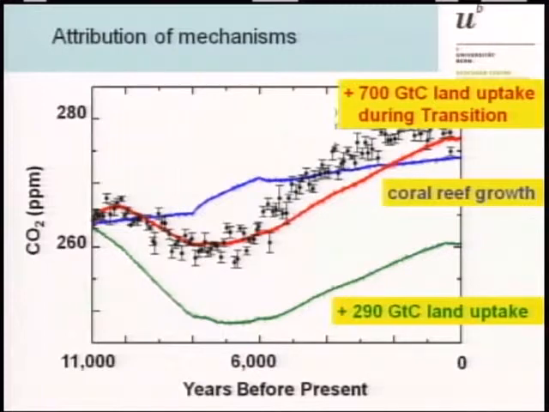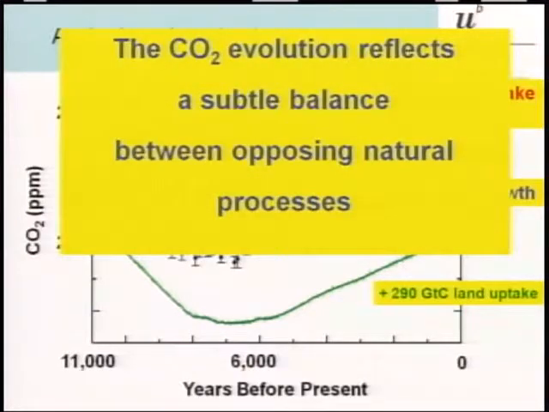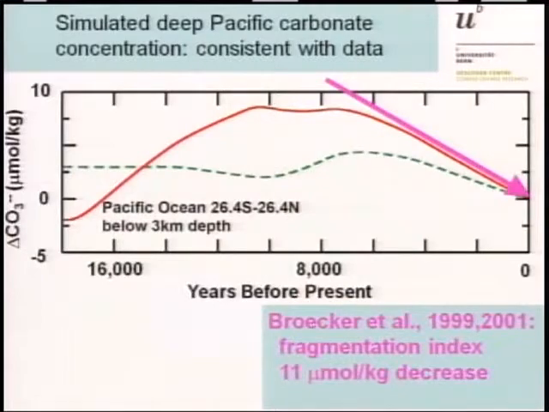So these curves, of course, have their uncertainty. What's the key point here is that the CO₂ evolution, as we can see it recorded in the ice core, reflects a subtle balance between opposing natural processes. And so we need to get all these processes right to accurately get to the CO₂ evolution. But that seems to be possible, at least in some approximation. And we may also look at the other proxy record, and then I come to the end, Jerome.